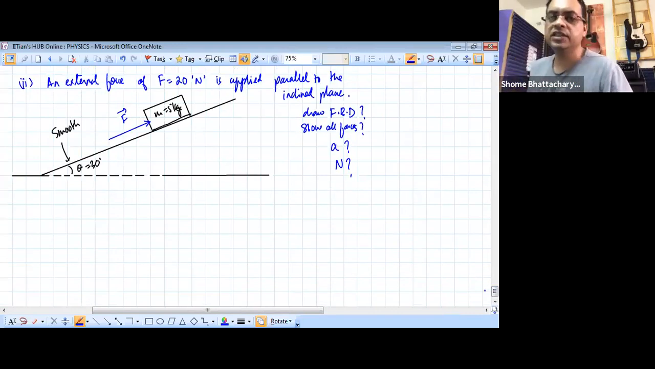What about the direction, Aditya? Which direction is it accelerating? Is it the direction of the force or is it down the inclined plane?